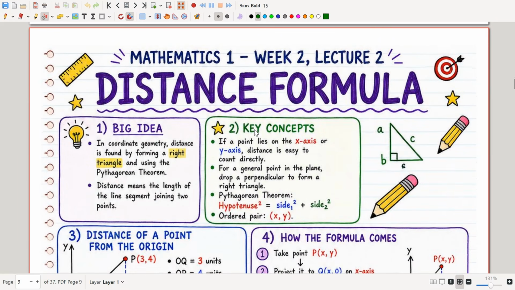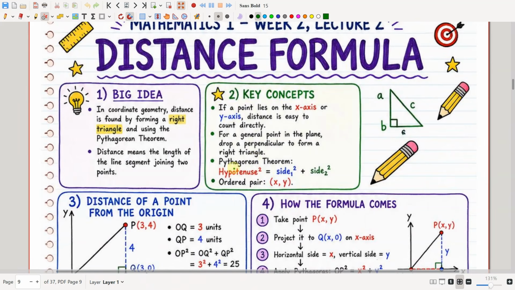Now, let's move on to lecture 2. For this lecture, you have to have a big idea that in coordinate geometry, the distance is found by forming a right triangle and using the Pythagorean theorem. Distance means the length of the line segment between 2 points.